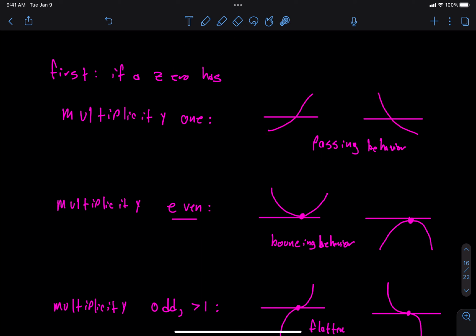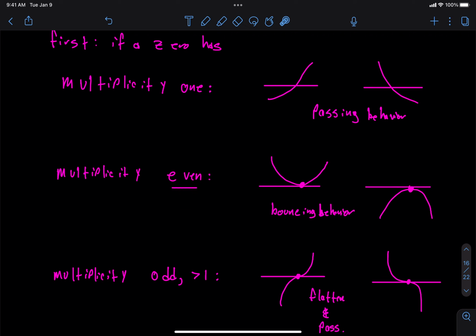What if the multiplicity is even? If we have something like x minus c squared, or x minus c to the 4th, or to the 6th, then the function is going to approach that 0, touch 0 at that point, and then stay on whatever side of the x-axis it was already on. I call this the difference between passing behavior, when we go through, and bouncing behavior, when we touch and then bounce off of the x-axis.